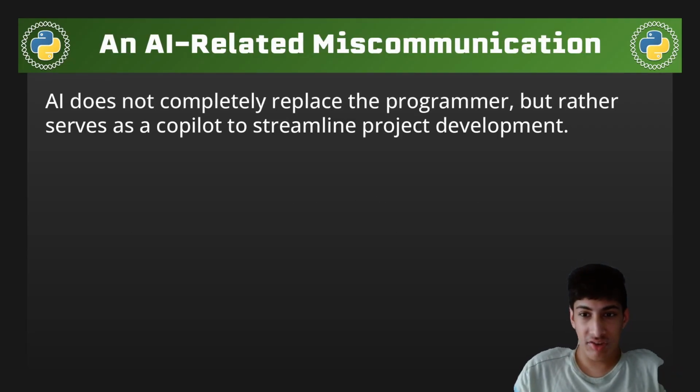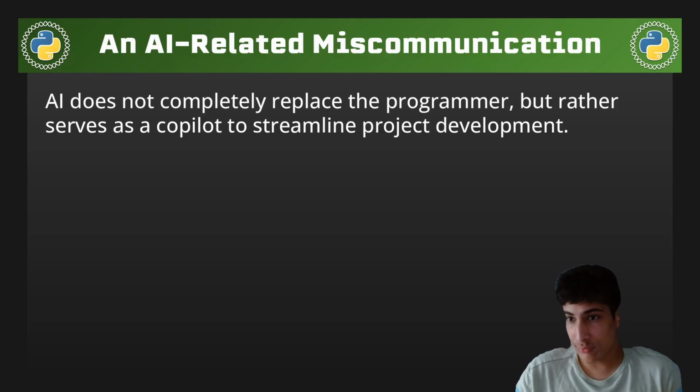A common misconception regarding these AI tools is that the AI just does everything and there's no need for a human programmer anymore. But that's actually not the case. AI doesn't completely replace the coder, but rather supports the coder by acting as a co-pilot to streamline project development and make it easier. And it understands the context of the project we're working on so that it can boost project development.